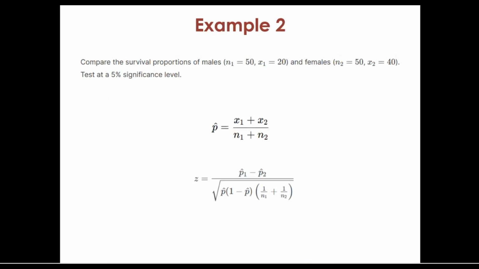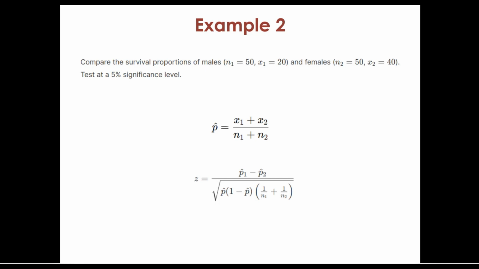And then example 2. Compare the survival proportions of males and females. So you see here, there are 2 samples. We take 50 males, 20 of them survived, 30 died. Female, 50 female passengers, 40 survived, 10 died. Now we want to see 20 out of 50, and the other one is 40 out of 50.